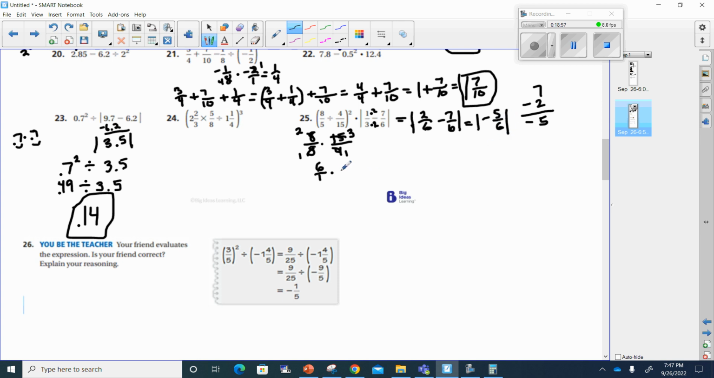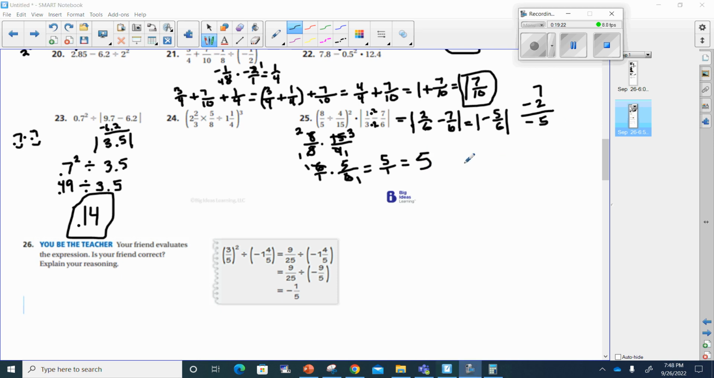Anything absolute value is positive, so now this is going to be times 5 over 6. When I have 6 on the top and 6 on the bottom, I can divide them both by 6 and get 1. And that's going to give me 5 over 1, because 5 times 1 is 5, and 1 times 1 is 1. This will equal 5.